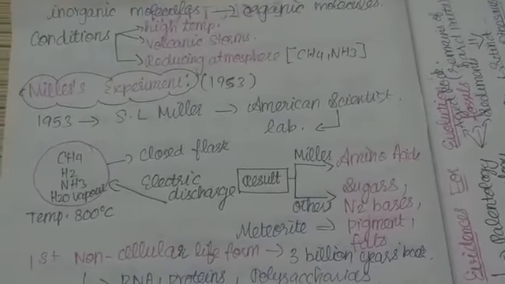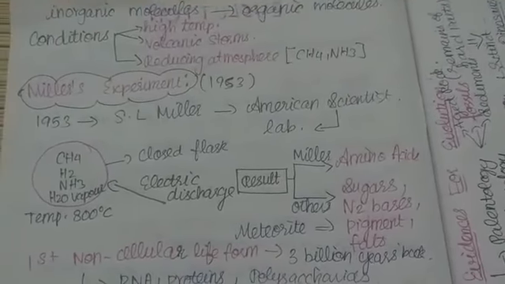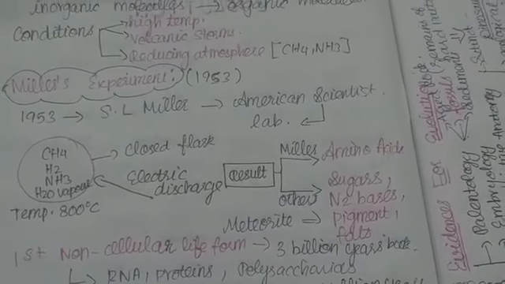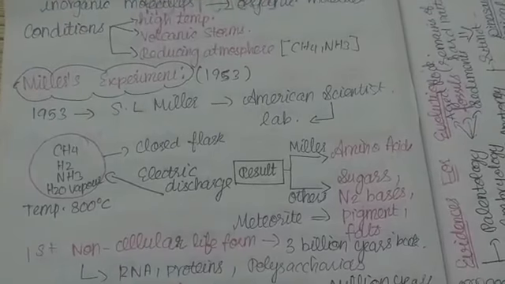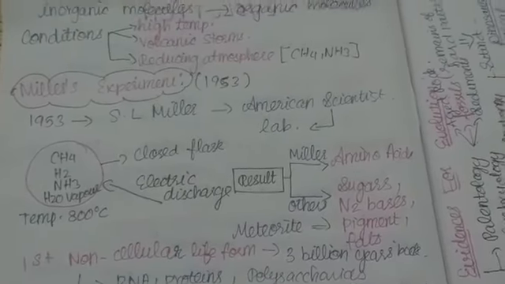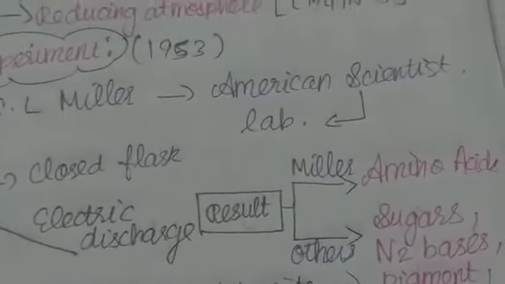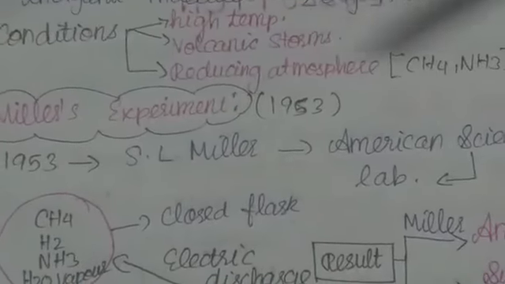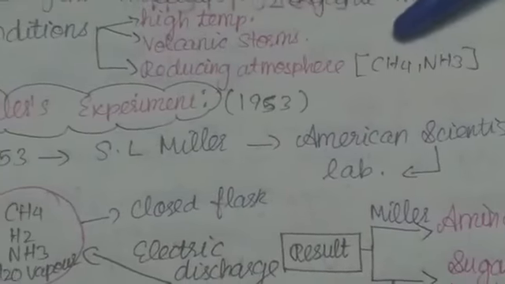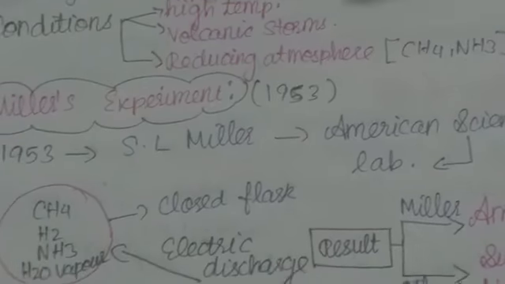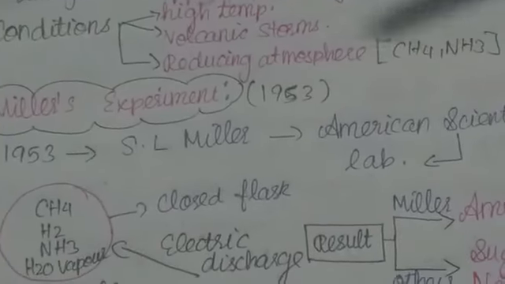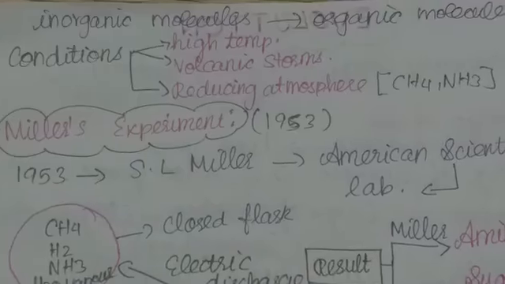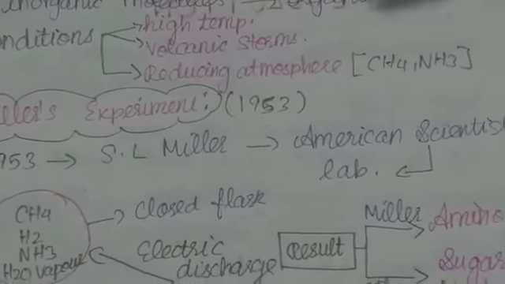Chemical evolution states that life originated from inorganic molecules that changed into organic molecules, from which life came into existence. The conditions for life are extremely high temperature, volcanic storms (you know about volcanoes), and a reducing atmosphere consisting of methane, ammonia, and so on. This is said by the theory of chemical evolution. It is by Oparin and Haldane. Oparin was from Russia and Haldane was from England.